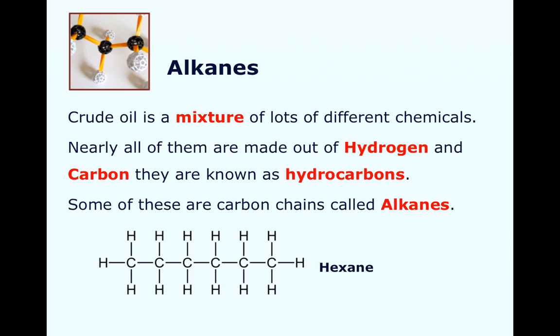Right, alkanes. Crude oil is a mixture of lots of different chemicals, and nearly all of them are made out of hydrogen and carbon, and they are known as hydrocarbons. Some of these are carbon chains called alkanes. And here's an example of an alkane that contains 6 carbons, and it's called hexane.